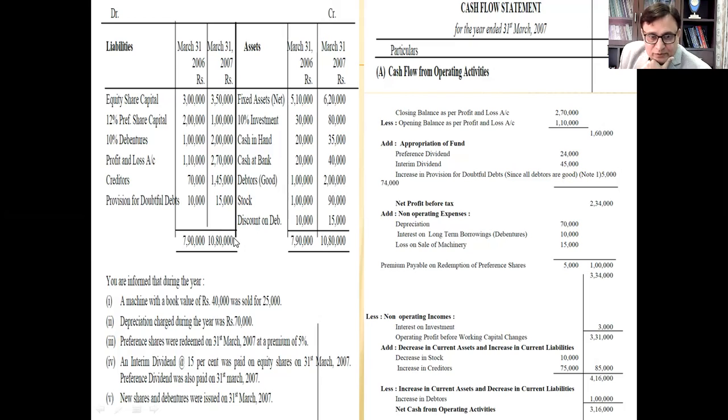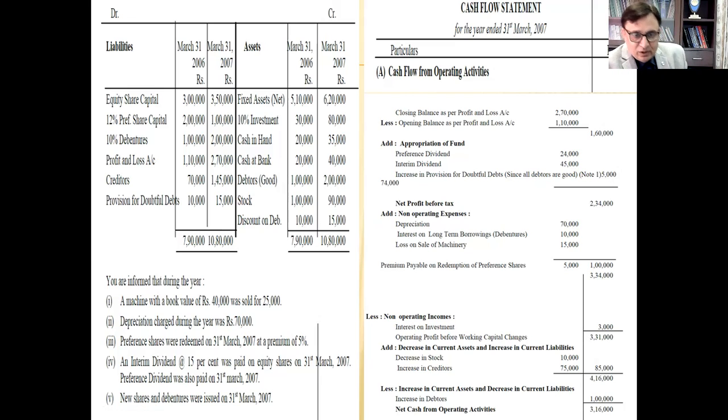And finally, you see the provision for doubtful debts. Provision for doubtful debt has been made. Earlier it was 10,000, now it is 15,000. So it means a provision of 5,000 from profit has been made. This will also be added back because this is a non-operating and non-cash item. So net profit before tax comes out to be 2,34,000.